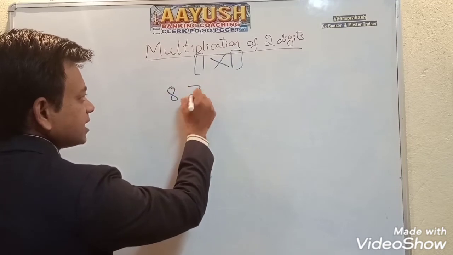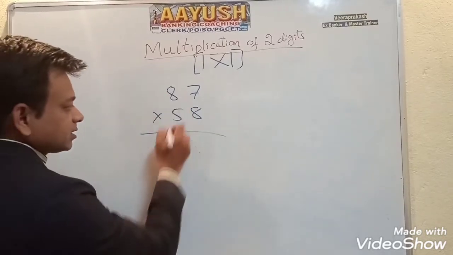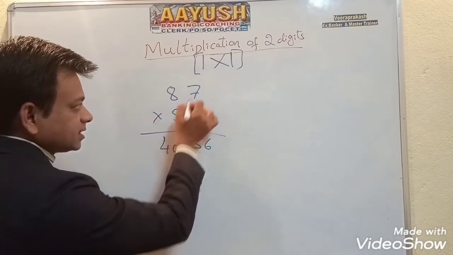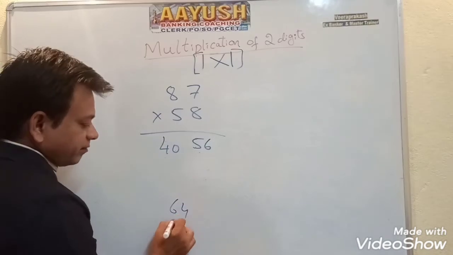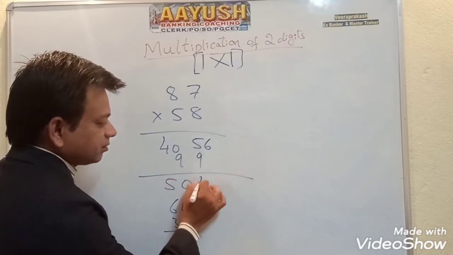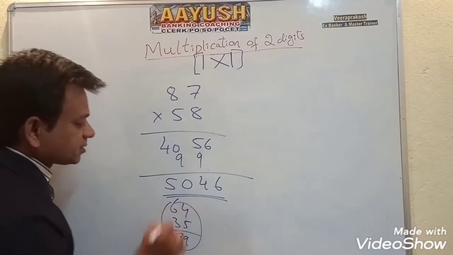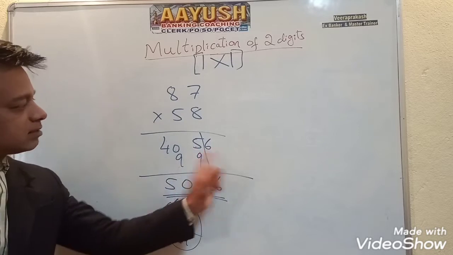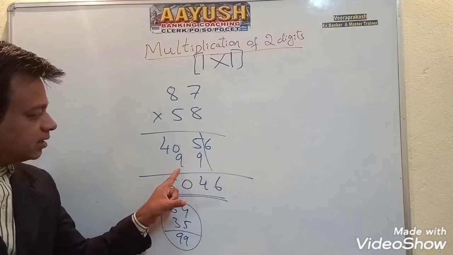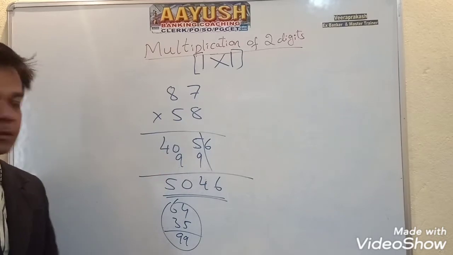Say 87 into 58. Take any digits. First 8 5s are 40 and 7 8s are 56. Then cross it. 8 8s are 64 and 7 5s are 35. So this is 99. After adding, the answer is 5046. This 99 is to be taken in this place, leaving 6 outside. So 9 as it is. 5 plus 9 is 14, carry 1. 9 plus 0 plus 1 is 10, so 0, carry 1. And 4 plus 1 is 5.